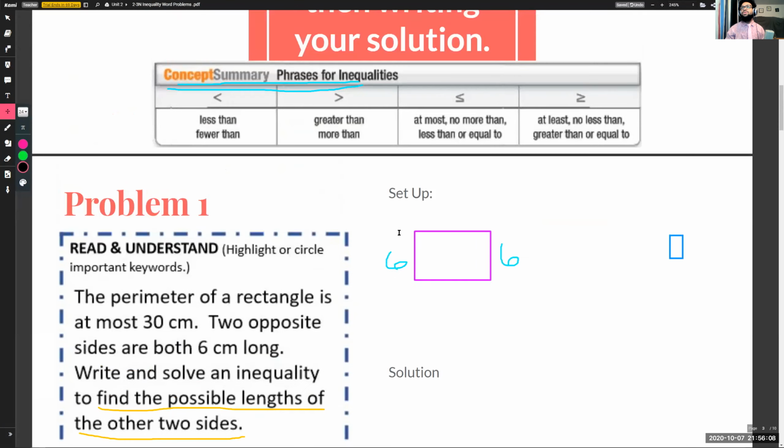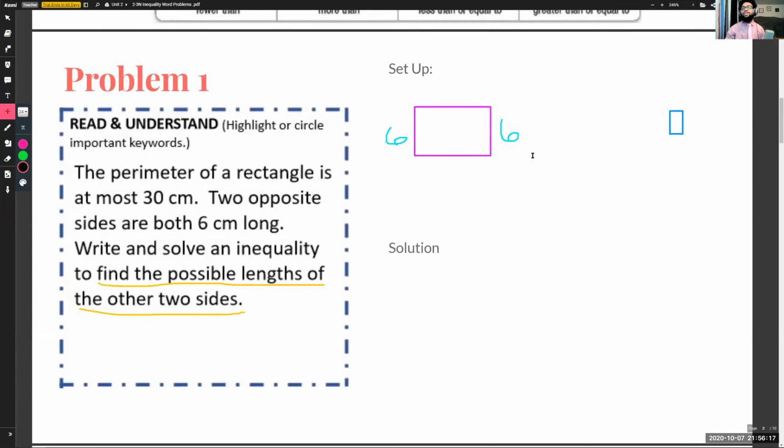And let's see, is at most one of our signs? Yes, at most is one of our signs. If you look, it is the less than or equal to sign. So it's going to be at most, less than or equal to 30 centimeters. Now we're going to set up the rest of the problem and then solve to figure out what the possible length is of the other two sides. So we know that we have two sides that are 6 centimeters, so that's going to be a 6 plus a 6.